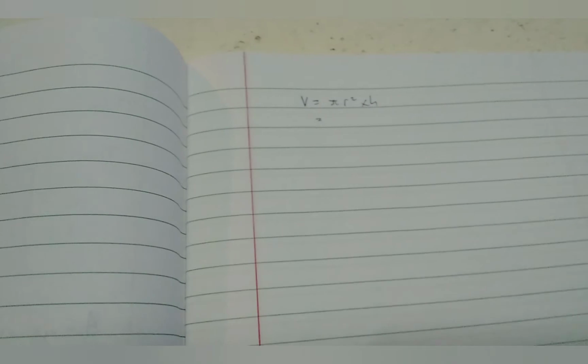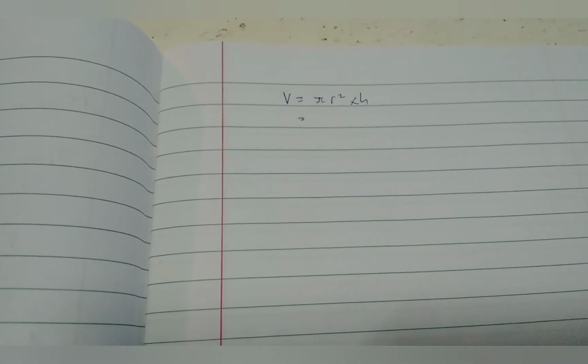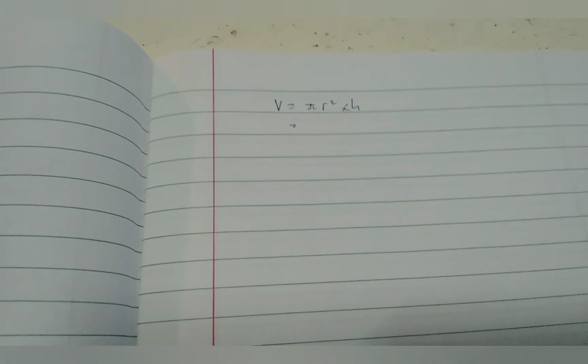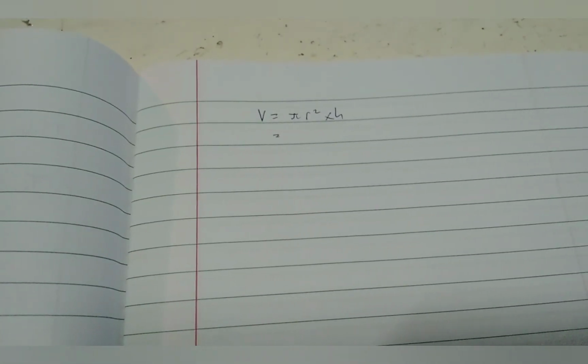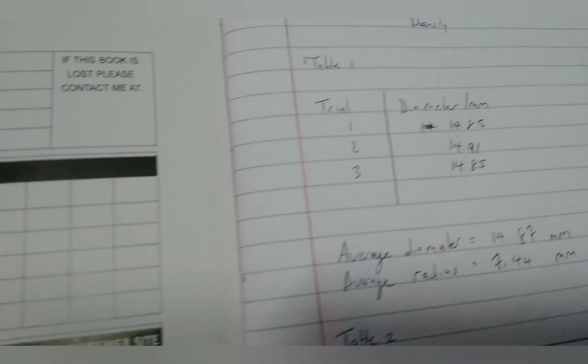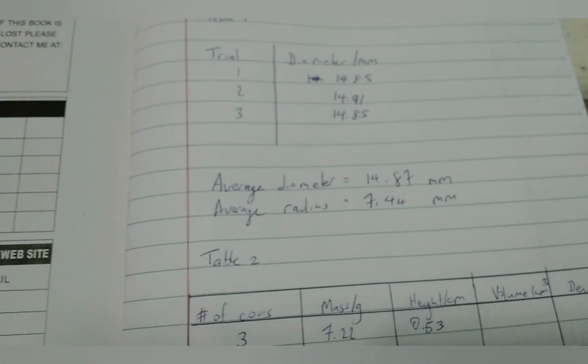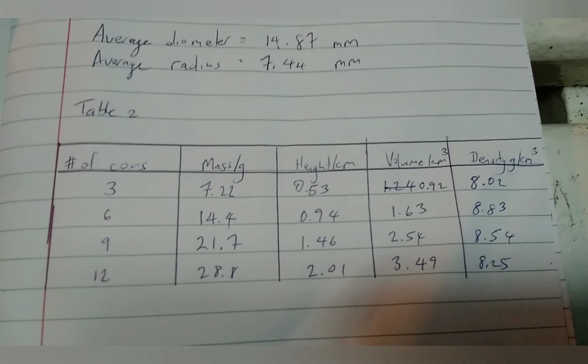We need to convert from millimeters into centimeters because the micrometer screw gauge will be giving our values in millimeters, but our vernier caliper will be giving our values in centimeters. Therefore, we're going to convert the 7.44 millimeters into centimeters. Went ahead and filled out the table, and this is what we got.